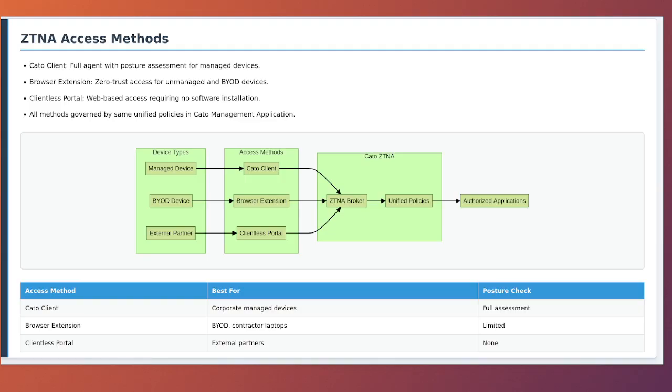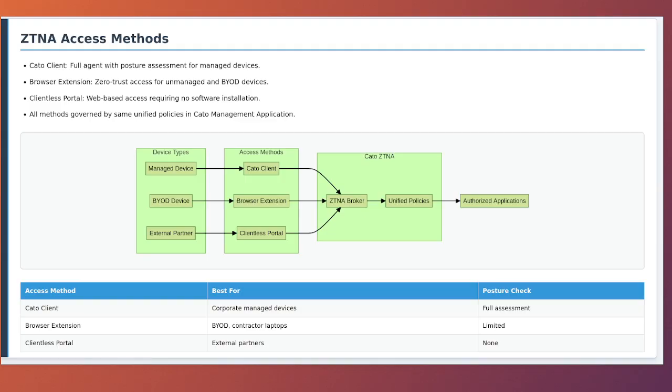For unmanaged devices, including bring your own device and contractor laptops, Cato offers the browser extension. The extension provides zero trust access without requiring a full client installation or administrative privileges on the device. Users install the extension in their browser, authenticate through the portal, and gain access to authorized web applications. IT maintains policy control while accommodating devices they do not manage.